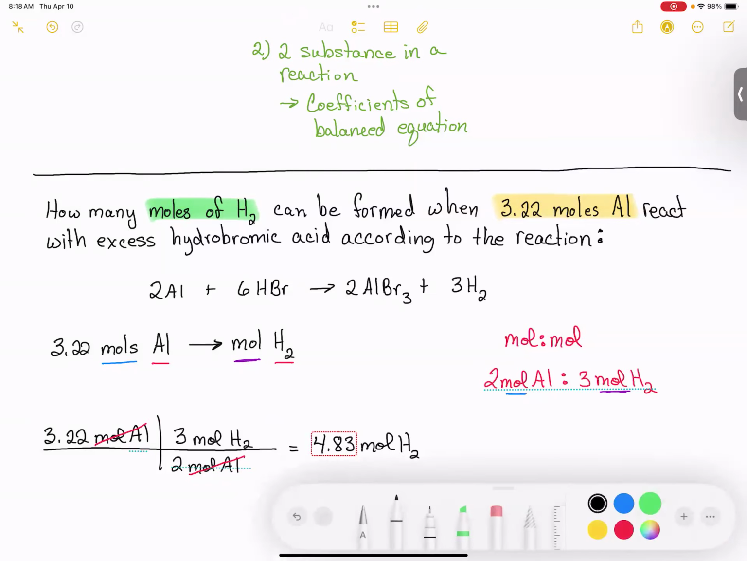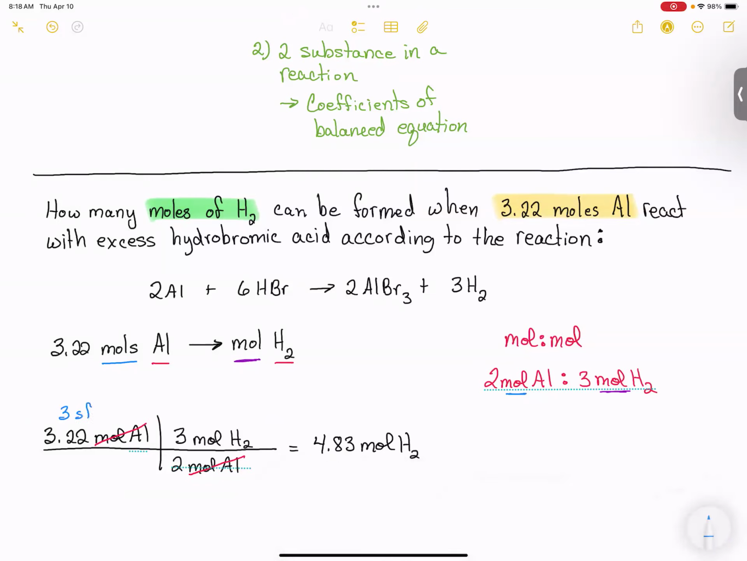Double checking my significant digits, I started the problem with 3 significant digits. Mole to mole ratios, no matter where you get them from, are exact quantities, and so they're going to have an unlimited number of significant digits. Since the measurement with the fewest had 3 significant digits, our answer should have 3 significant digits. So we would report it as 4.83 moles of H2.